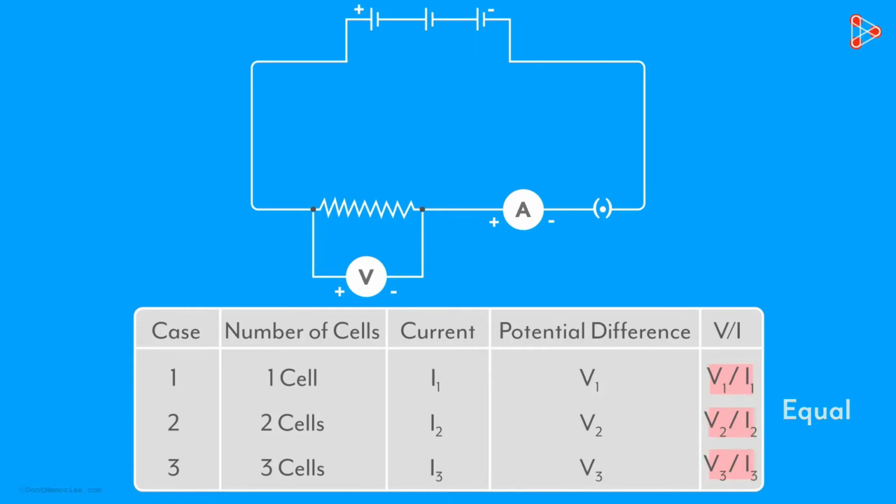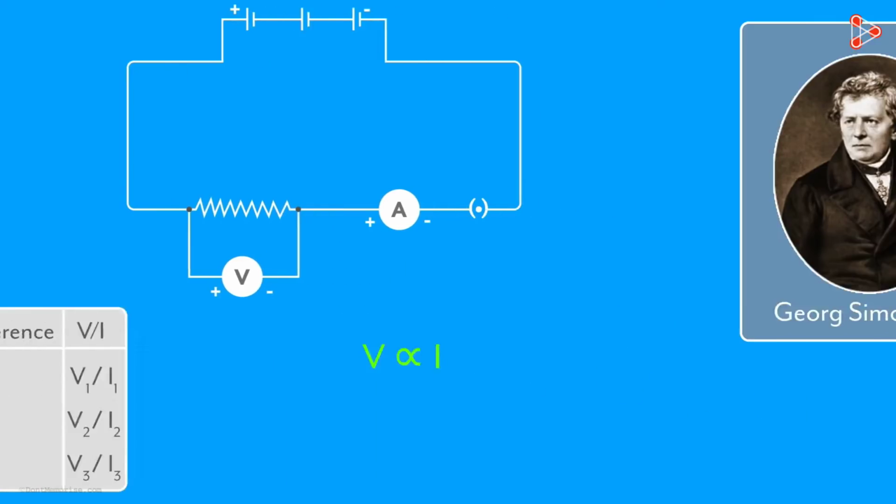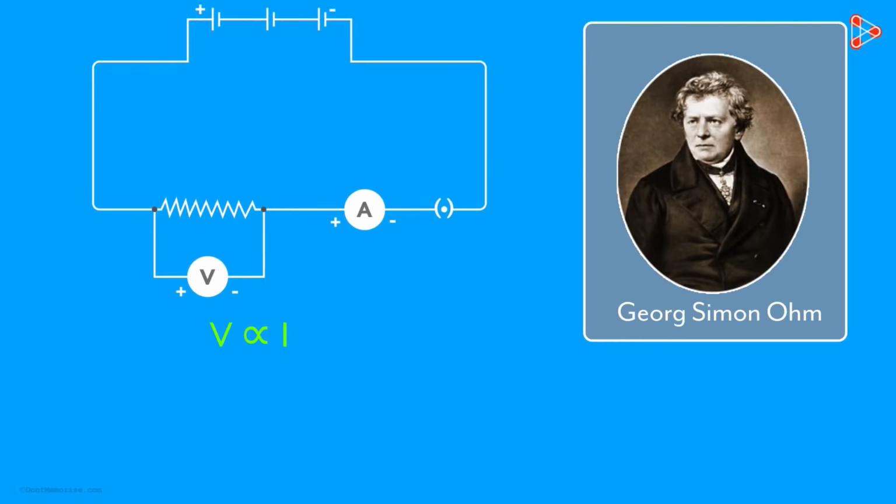equal. This tells us that the potential difference V across the ends of a wire is directly proportional to the current flowing through it. This relationship was discovered by a German physicist, Georg Simon Ohm, in the year 1827. Notice that the resistance here is constant, and we also assume that all other factors including temperature are also constant. This is the Ohm's law.